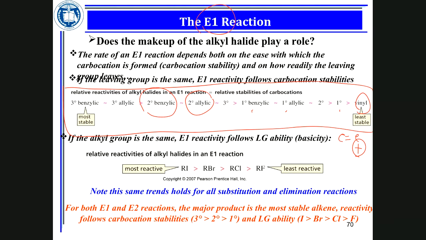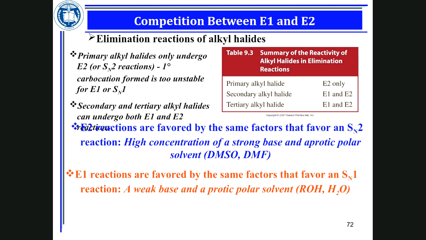So leaving group is going to help both E1 and E2. Primary alkyl halide, secondary and tertiary, it could be either one of them. So for primary alkyl halide, E1 is not a possibility. E2 is possible, but it doesn't give the most stable product.